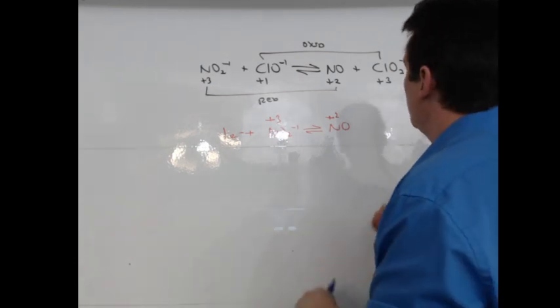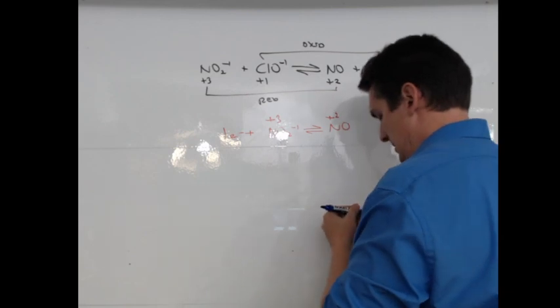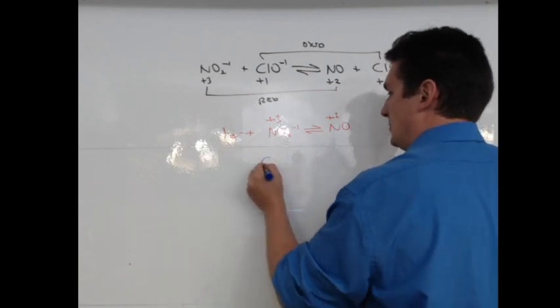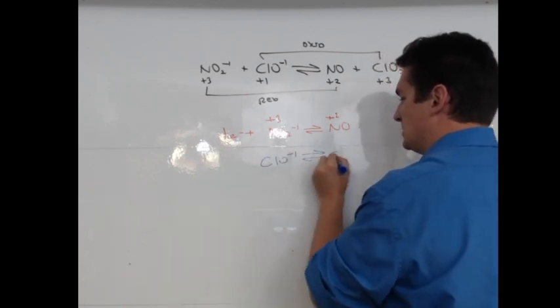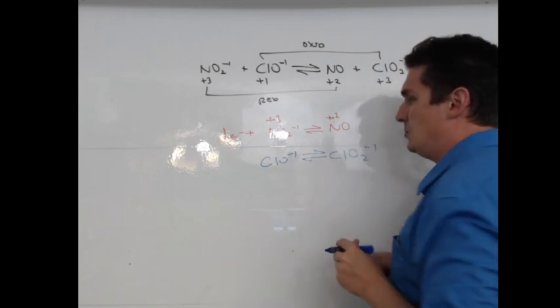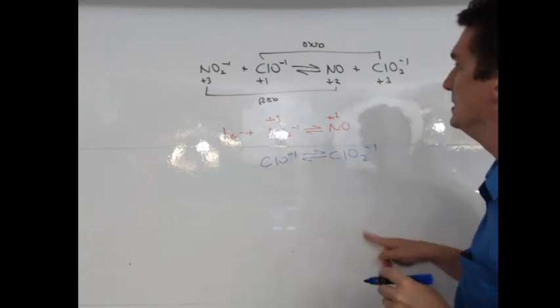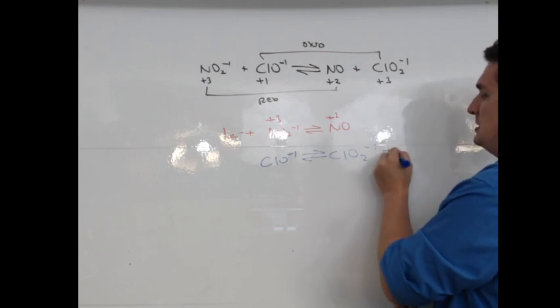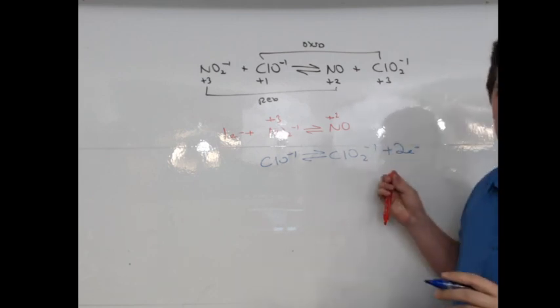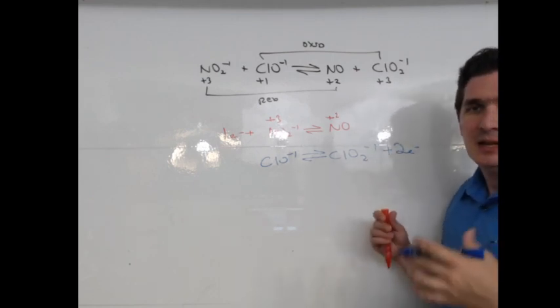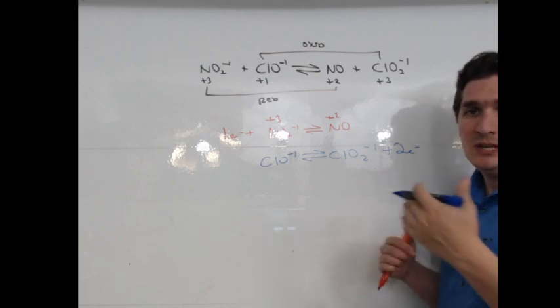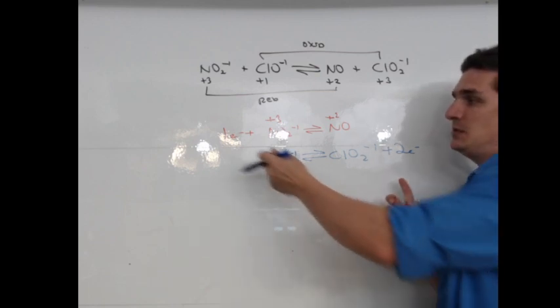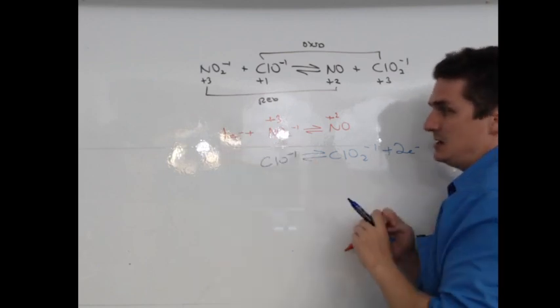For the hypochlorite to chlorite reaction, we have ClO minus 1 going back and forth to ClO2 minus 1. Chlorine is already balanced. This is a +1 to a +3, so this is 2 electrons that have to go on the right side. Now, in order to recombine these reactions, we need the number of electrons gained to equal the number of electrons lost.